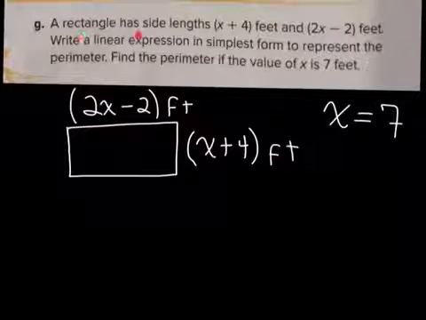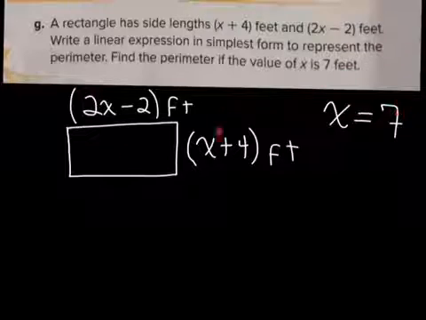G. A rectangle has sides of x plus 4 feet and 2x minus 2 feet. Write a linear expression in simplest form to represent the perimeter. Find the perimeter if the value of x is 7. Okay, so here's our rectangle, here's our length, and here's our width. Okay, and we know that x equals 7. We can just simply replace 7 in both and solve and then later add. Or we can use an algebraic expression.